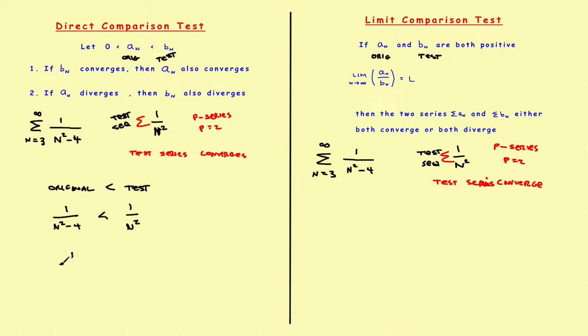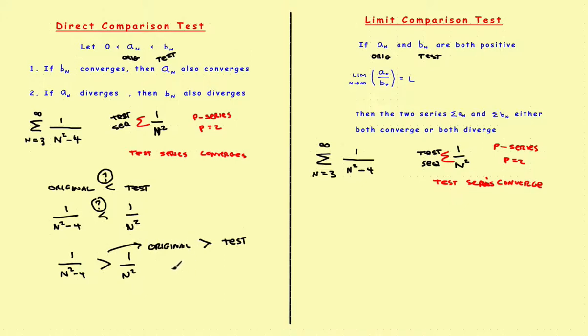So what you've really got here is this situation. I'm going to put a question mark, because I wanted to know: is this true or not? And it actually turns out that because the denominator n squared minus 4 is always smaller, the fraction will actually be greater than 1 over n squared. So in this case, the original is greater than the test case. And that's what you showed.